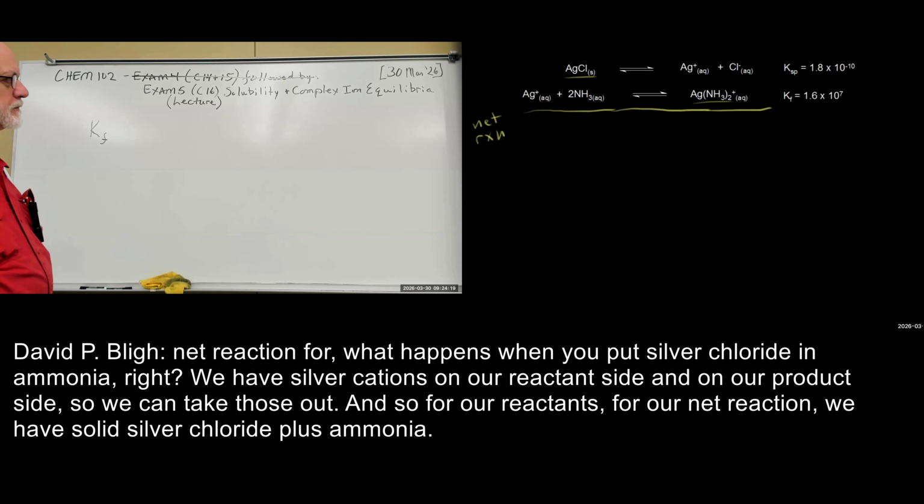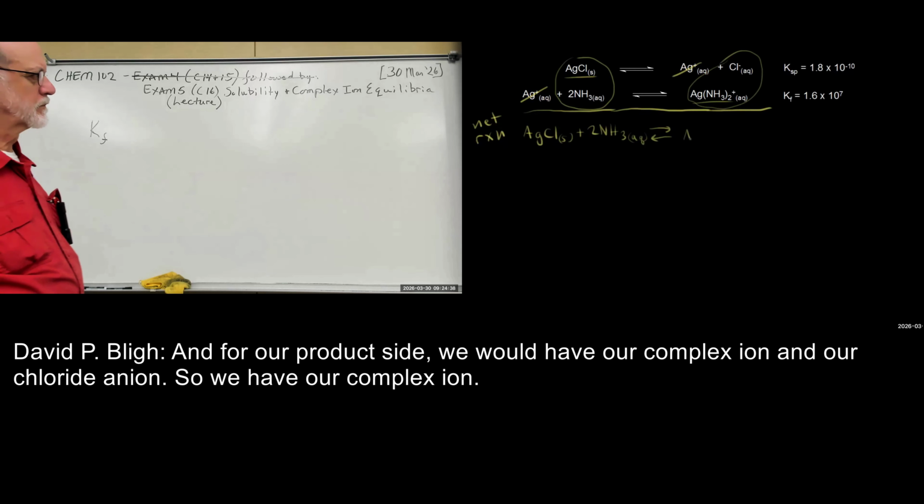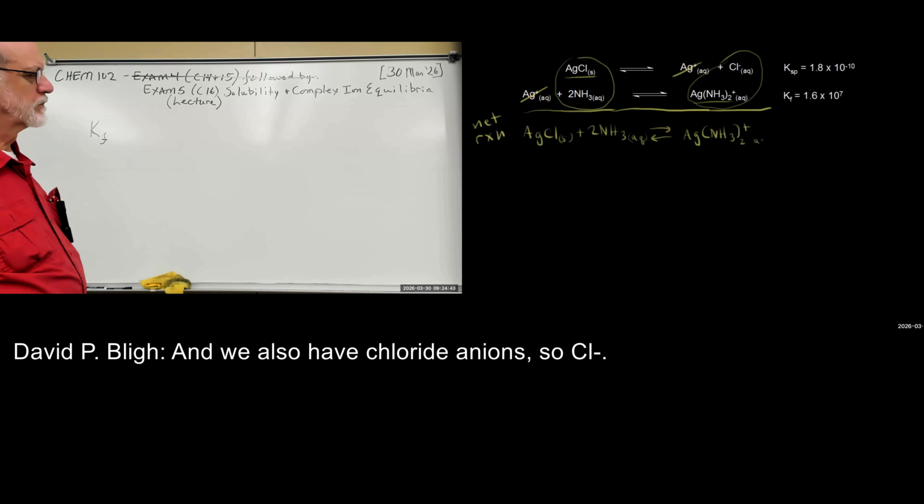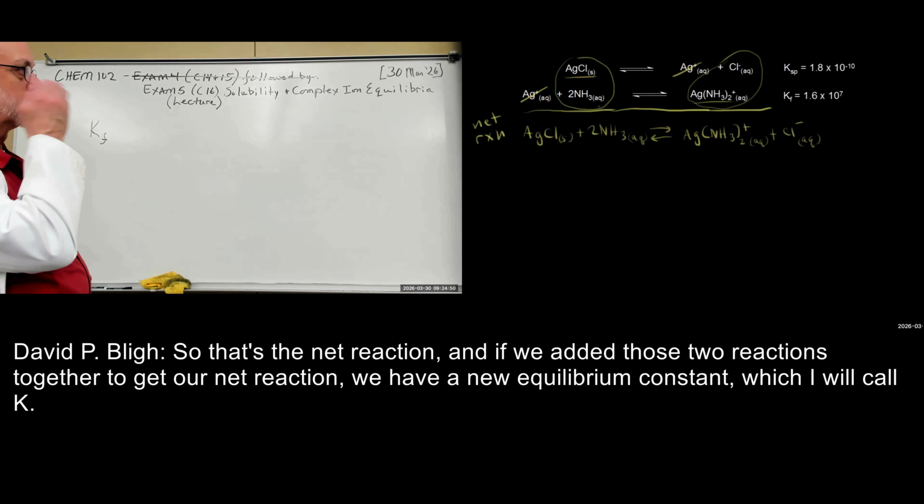Right? We have silver cations on our reactant side and on our product side, so we can take those out. And so for our reactants, for our net reaction, we have solid silver chloride plus ammonia. And for our product side, we would have our complex ion and our chloride anion. So we have our complex ion, and we also have chloride anions, so Cl-. So that's the net reaction.